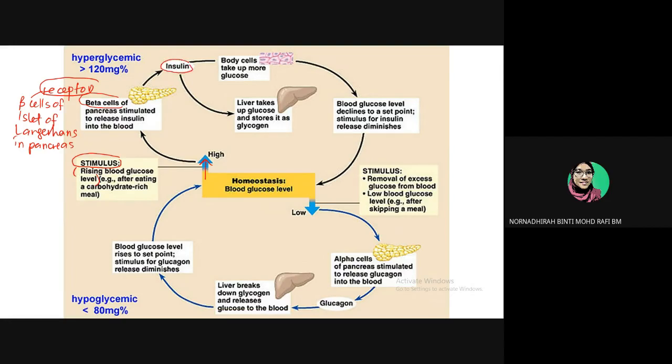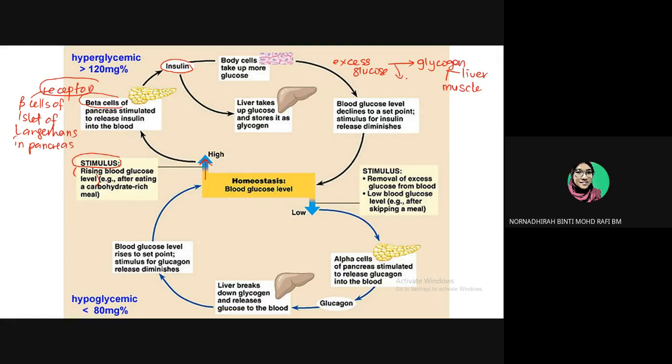Bear that in mind, insulin is the hormone, not enzyme. So what will insulin do? Okay, insulin will convert the excess glucose into few things. First one is into glycogen, in which it will be stored at two places, which is in liver and also in muscle. Okay, so dua tempat ni adalah the storage site for glycogen.